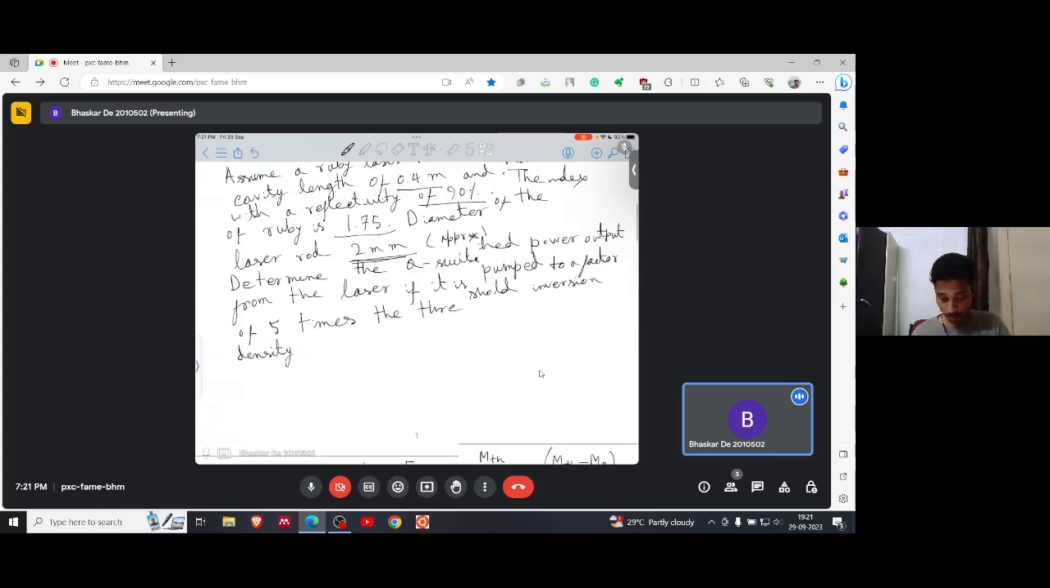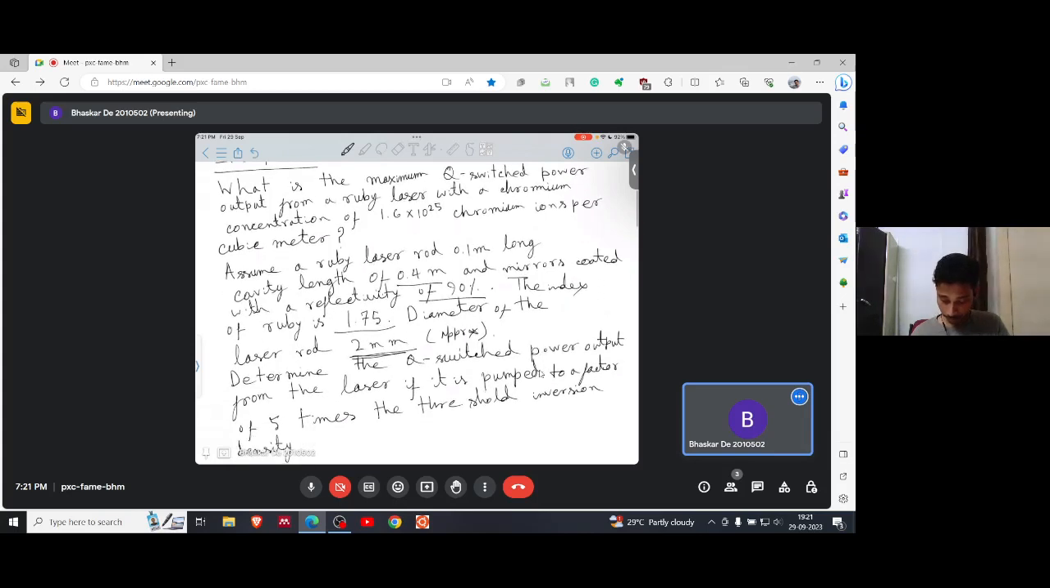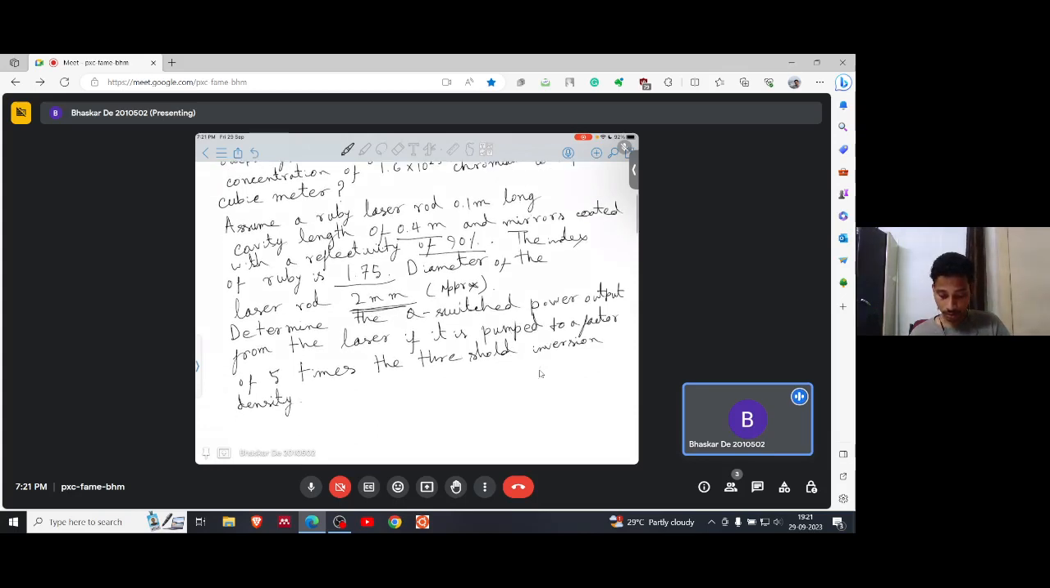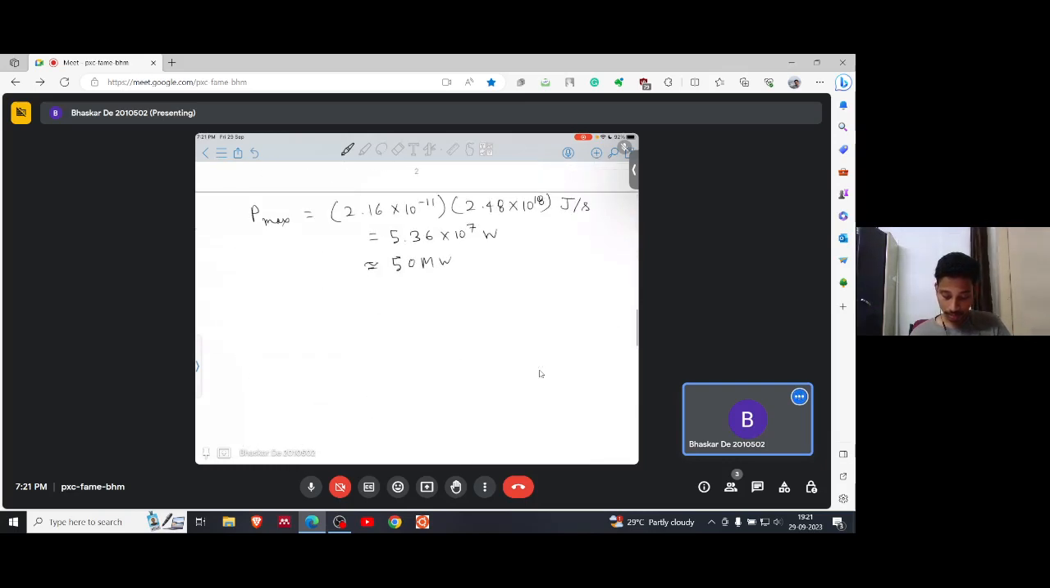So basically in this problem we have a question to determine the power from the UV laser with the chromium concentration of 1.6 into 10 to the 25 chromium ions per cubic meter, and we use this formula from Q switching and calculated that the Pmax will be 50 megawatt. So this is a substantial power output of a laser pulse.